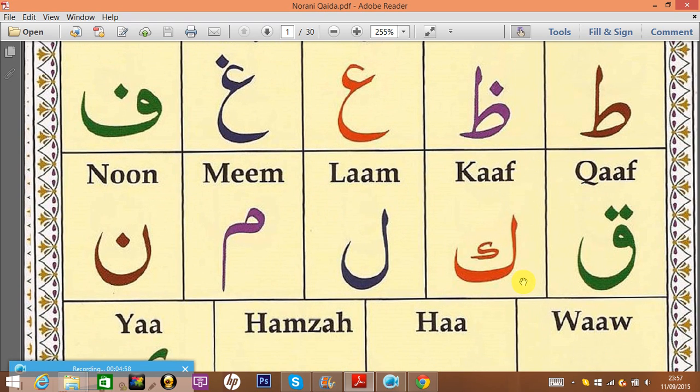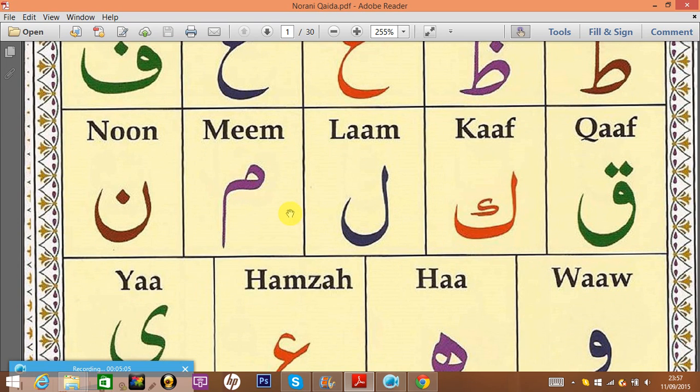And the next is kaf. Kaf is only 1 writing, you can understand. Next is lam. Lam is only one writing, you can understand. Mim is only one writing.